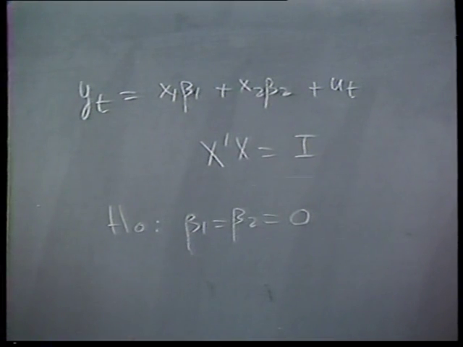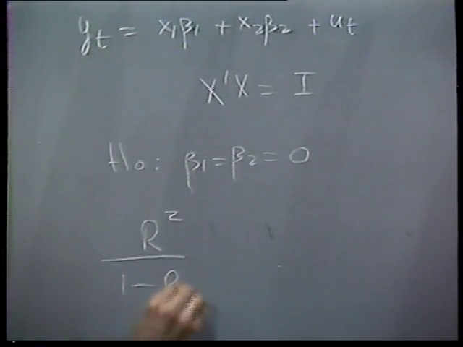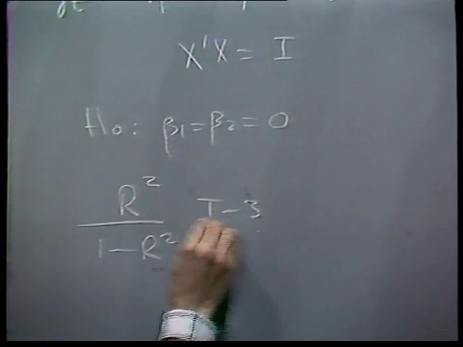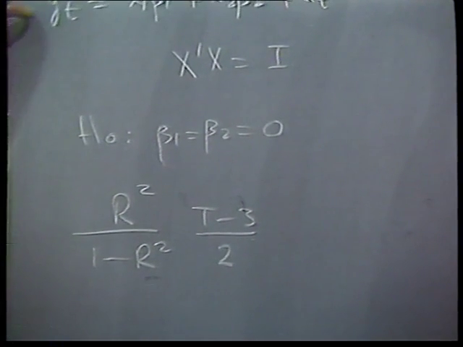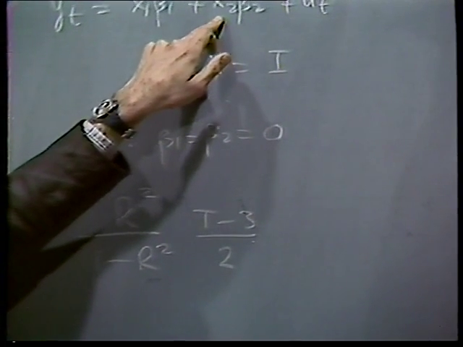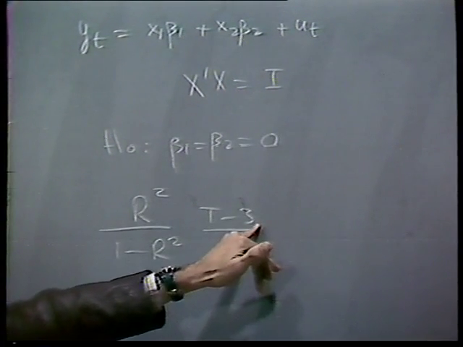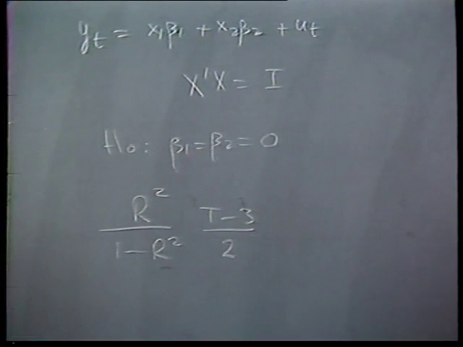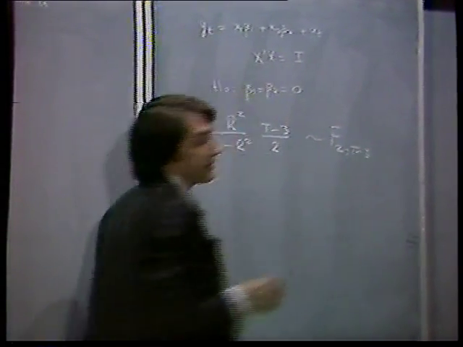then immediately we know that the appropriate direct test of H0, the F-test, would be R squared upon 1 minus R squared, times t minus 3 upon 2, when all the variables y, x1 and x2 are in fact measured as deviations from the mean, so that implicit in the model there's a constant term as well. Hence 3 variables being estimated. And we would compare that statistic with F(2, t minus 3).